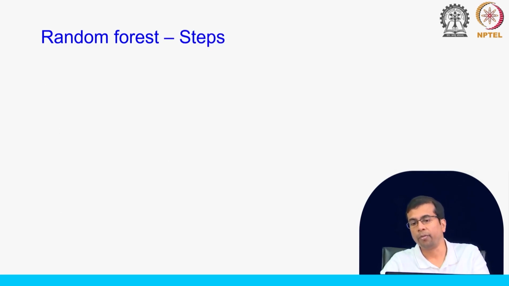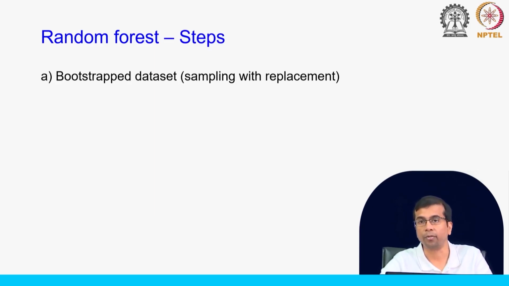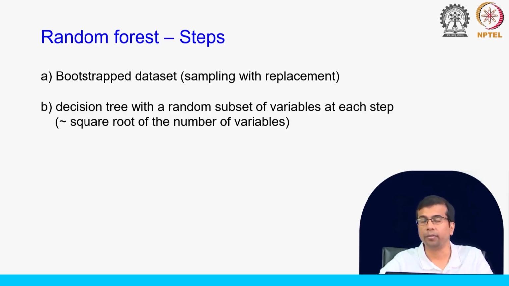More formally, we will talk about the steps of how you actually build these trees and how you build this random forest. We work with bootstrap data, where we sample with replacement, and we use decision trees with a random subset of variables at each step. A random subset of variables means some set of features, and this could be around the square root of the total number of features in the data set, but that could also vary. And as I said, we also take only a part of the data set for building the trees.